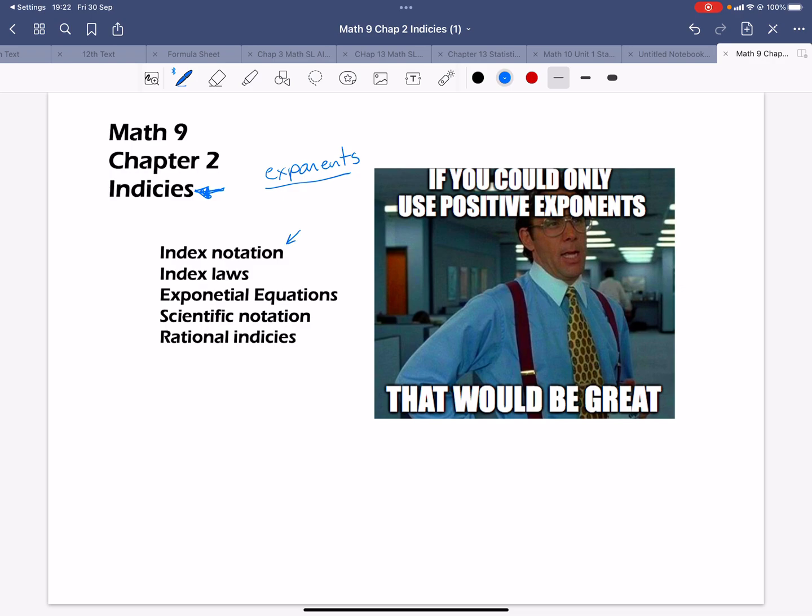Index notation, we're going to talk about what an index is, the laws. These are really important. People get them really confused, and if you just follow the rules, so as you're doing these, have these rules out in front of you and always look for how you can make it get the right answer, and then pretty soon these just become basic to you.